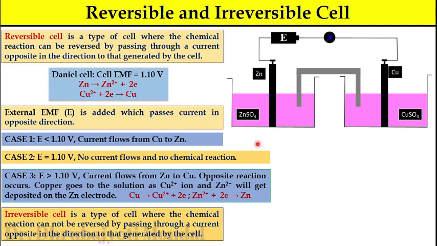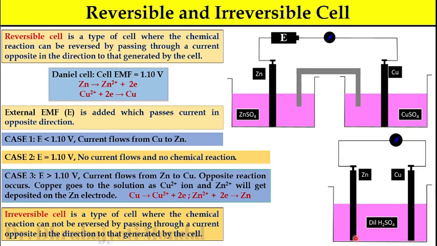Now, what is the irreversible cell? Irreversible cell is a type of cell where the chemical reaction cannot be reversed. Here you can see it cannot be reversed by passing through a current opposite to the direction to that generated by the cell. So here one example of irreversible cell is this one.